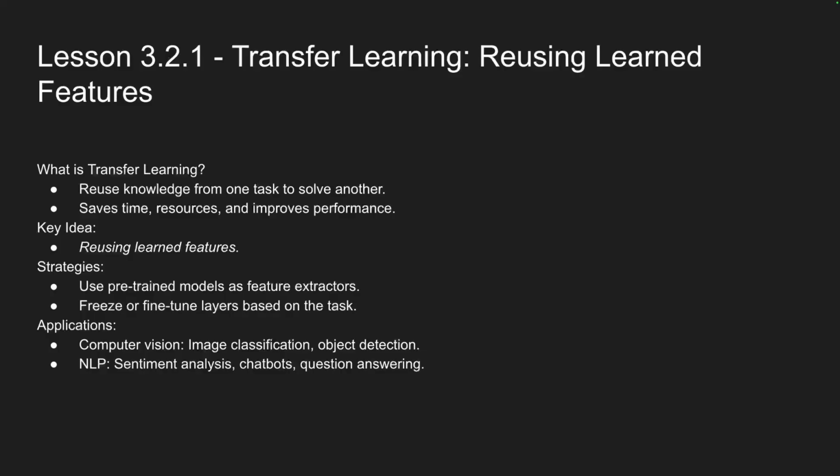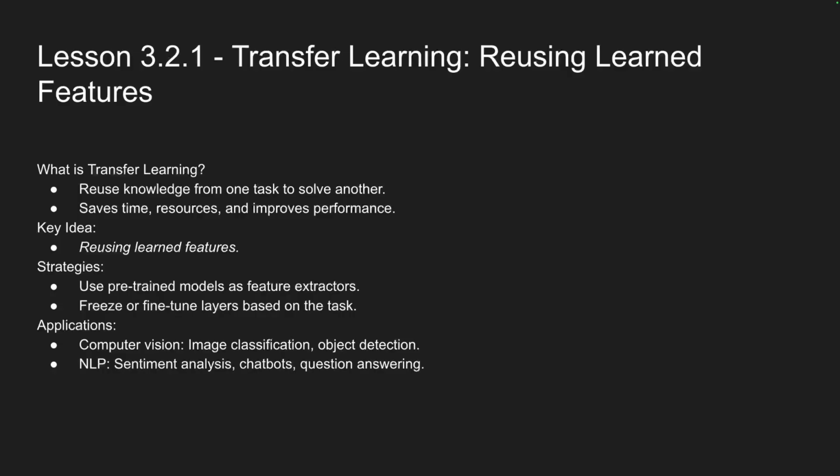Now, let me emphasize this. The key idea here is reusing learned features. Think about it for a moment. When a model is trained on a massive dataset, it learns to recognize patterns like edges, textures, or even more abstract concepts like shapes and objects. These features are incredibly valuable because they can be reused for other tasks without needing to retrain everything from the ground up.